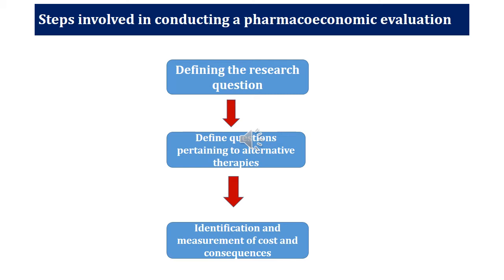The next step would be to measure the cost and consequences of these existing therapies. So that would be step 3. So remember, step 1 is to identify the need to do the evaluation. Once you identify this need, you will assess the existing therapies in that particular area. The next step is to identify the cost and consequences of these therapies.